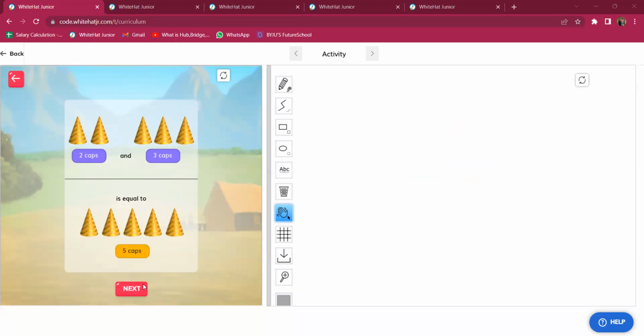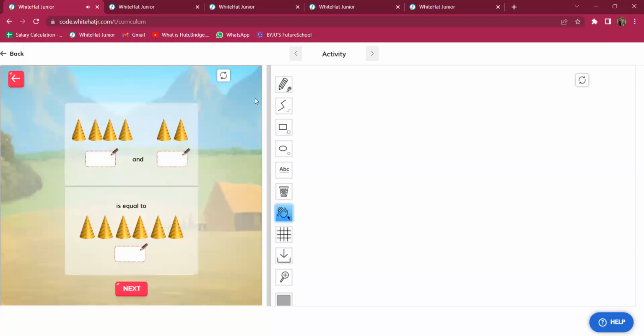So let's click on next and see what we have to do. We have to write over here. First, 1, 2, 3, 4 caps are here, so we'll write 4. After that, we have 2 caps, so we'll write here 2. So 4 and 2. 1, 2, 3, 4, 5, 6. So 4 and 2 together is equal to 6. We're going to write 6 over here. Let's go to the next question.